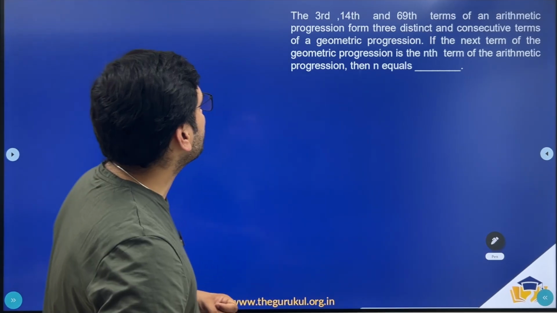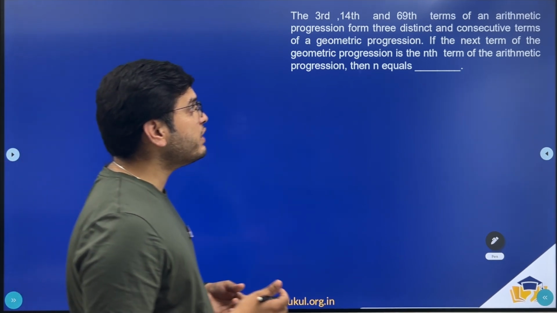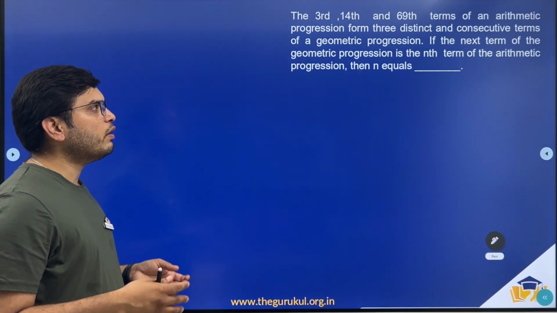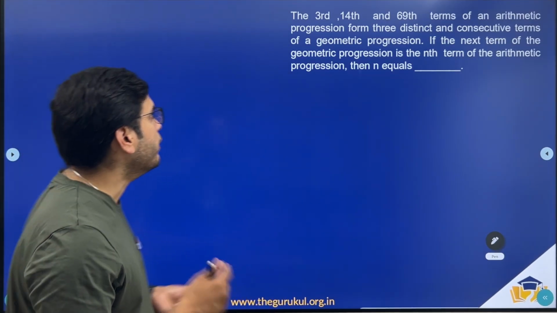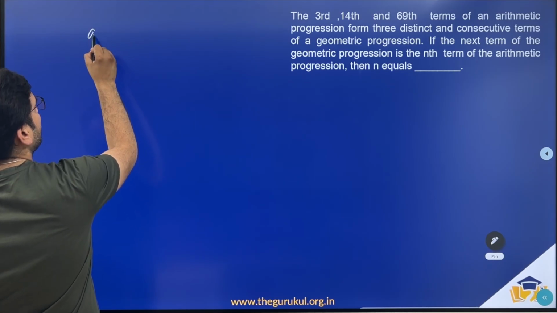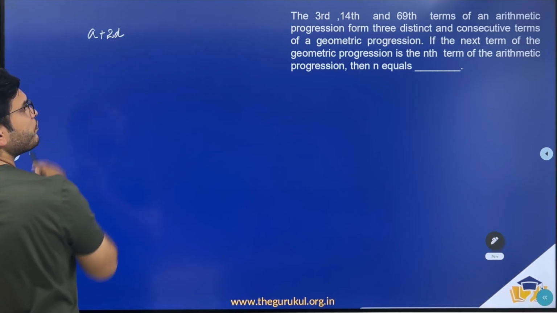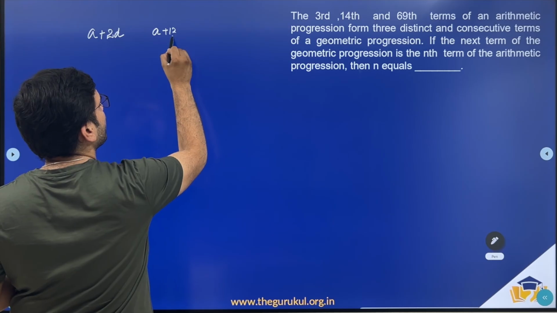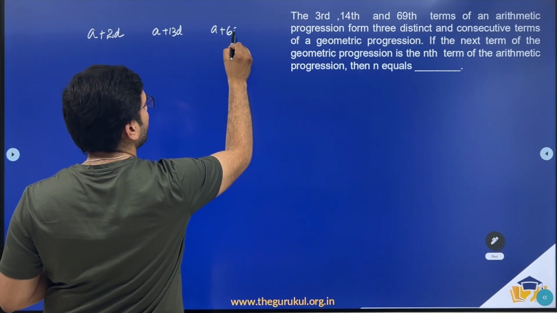Now coming to the third question. The third, 14th and 69th terms of an arithmetic progression form three distinct and consecutive terms of a geometric progression. If the next term of the geometric progression is the nth term of an arithmetic progression, then n equals, right? Now let the starting number be a and common difference be d. So the third term will be a plus 2d, the 14th term a plus 13d, and the 69th term a plus 68d.